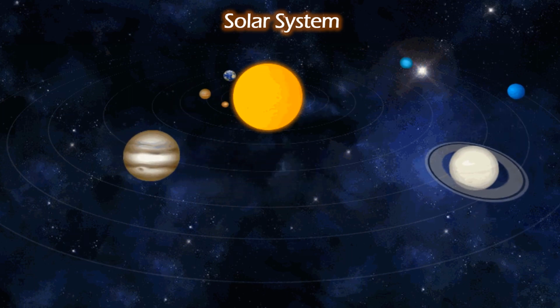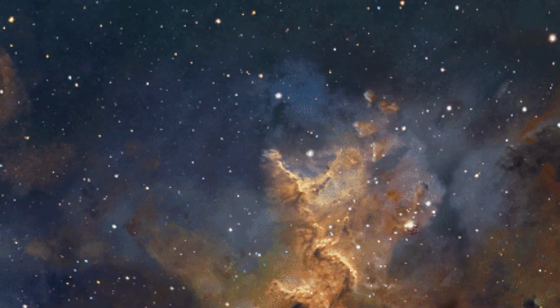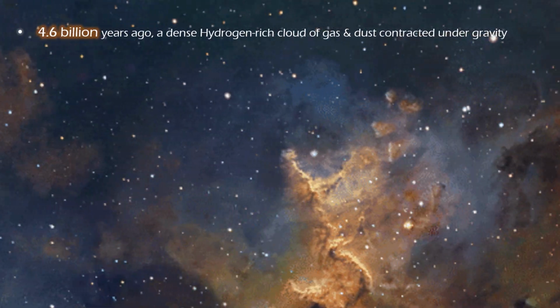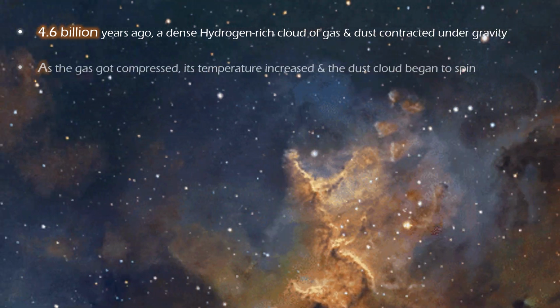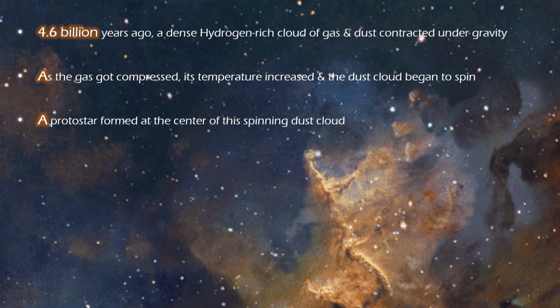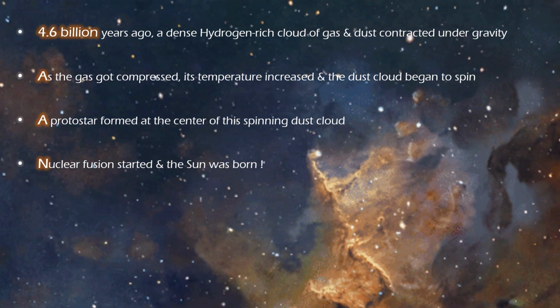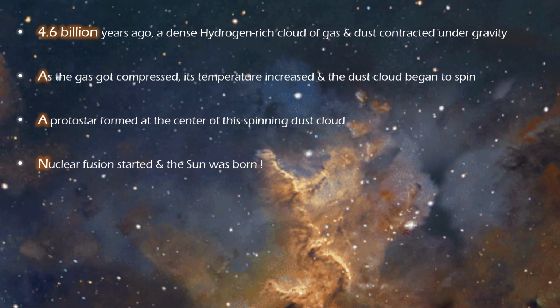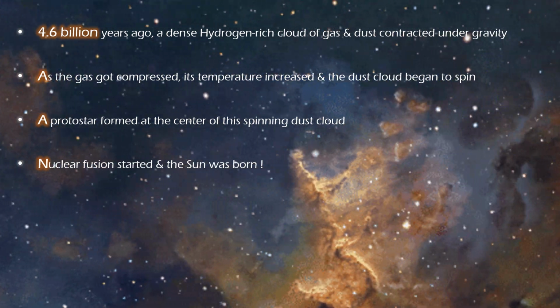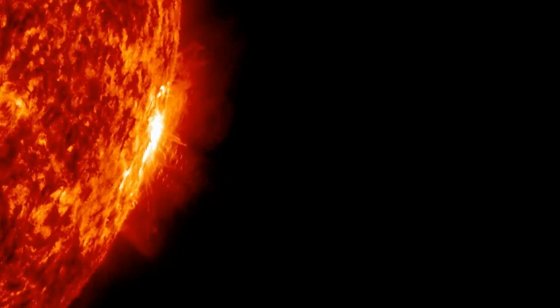The solar system was formed 4.6 billion years ago, when a dense hydrogen-rich cloud of gas and dust contracted under gravity. As this got compressed, its temperature increased and it began to spin. Soon after, a protostar was formed at the middle of this cloud, and nuclear fusion reactions started. This was the beginning of the life of our Sun.